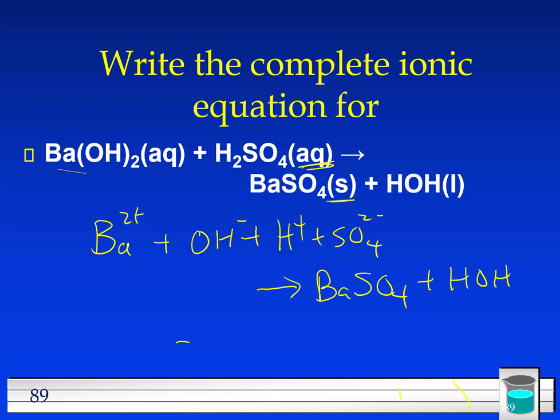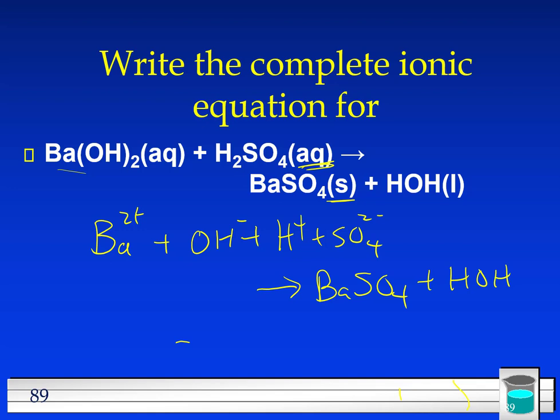But as I add the sulfuric acid, the light goes out. Why did the light go out? Well, when I react them, how many ions are left? Are there any ions on this side? No, there's no ions. If there's no ions, it can't conduct electricity.